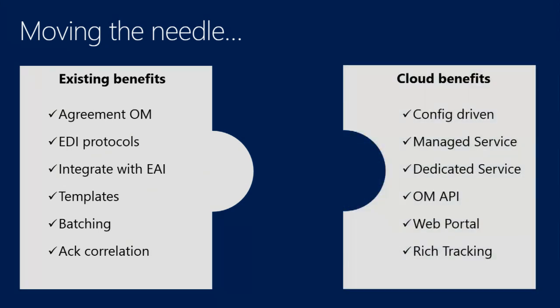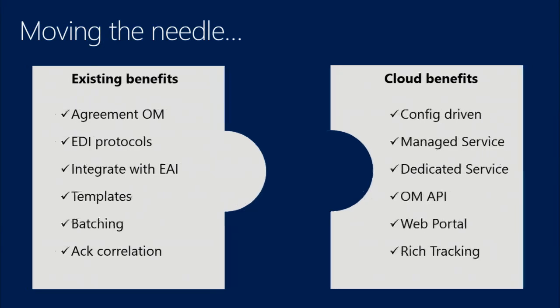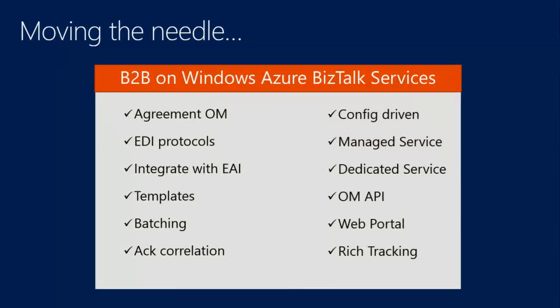Now introduce the cloud benefits, right? Now you have a config-driven interface, it's a managed service, it's a dedicated service, so you get your own environment, Microsoft takes care of the patching, the updates, and then there is training partner management API. There's access to the model using web portal, rich tracking. So there's a whole bunch of cloud benefits that are surfacing. Now, all I need to do is do A plus B. And the net is you get a whole set of benefits by running your B2B on Windows Azure BizTalk services.